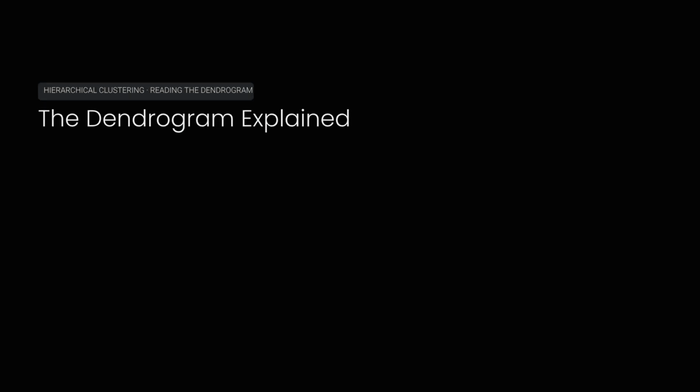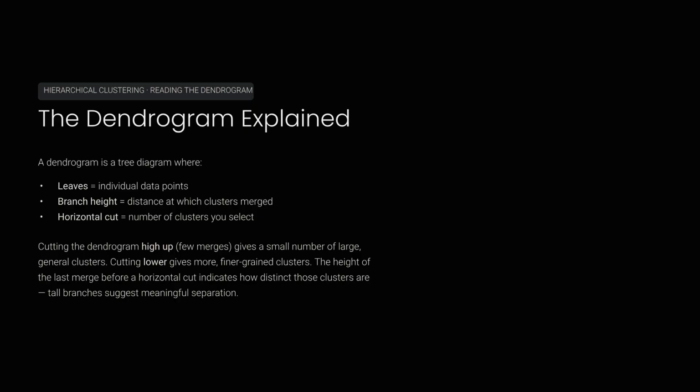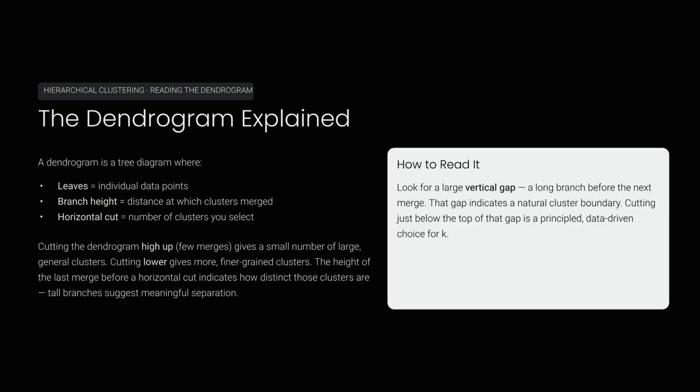The dendrogram is the key output of hierarchical clustering. Leaves are individual data points, and branch height is the distance at which clusters merged. A horizontal cut determines the number of clusters. Look for a large vertical gap, representing a natural cluster boundary, to guide your choice of K.